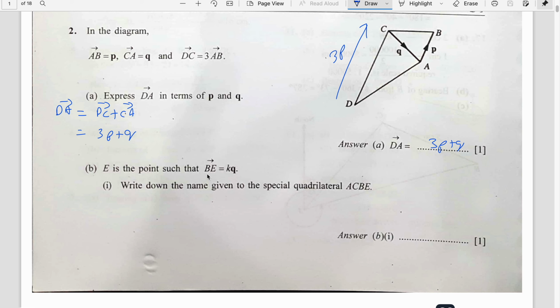E is the point such that BE equals K times Q. So wherever it is, it is parallel to Q. Write down the name given to the special quadrilateral ABCE. So no matter where E lies at this point or this, these two lines are parallel and it is a four-sided figure. So it is known as a trapezium.